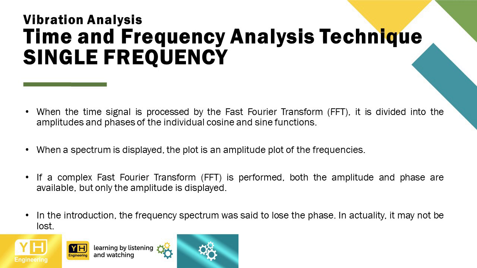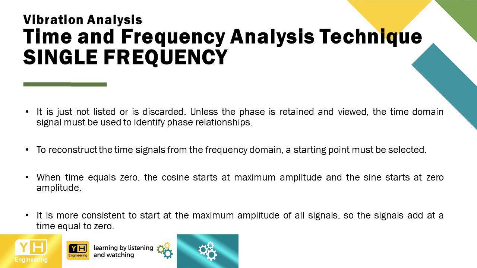When a spectrum is displayed, the plot is an amplitude plot of the frequencies. If a complex FFT is performed, both the amplitude and phase are available, but only the amplitude is displayed. In the introduction, the frequency spectrum was said to lose the phase. In actuality, it may not be lost. It is just not listed or is discarded. Unless the phase is retained and viewed, the time domain signal must be used to identify phase relationships.